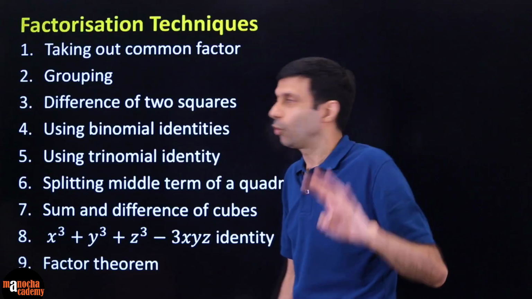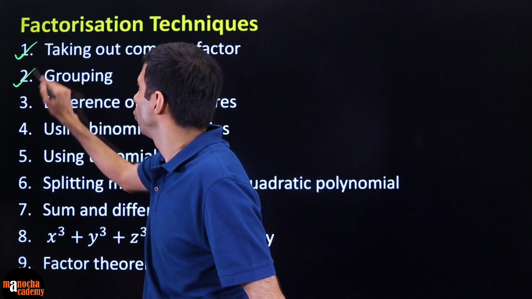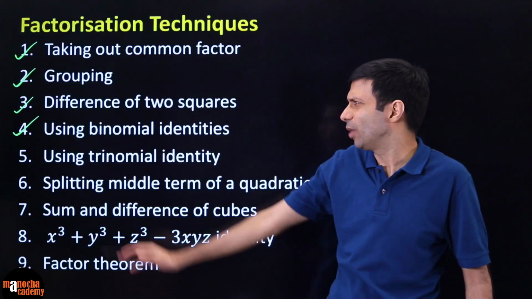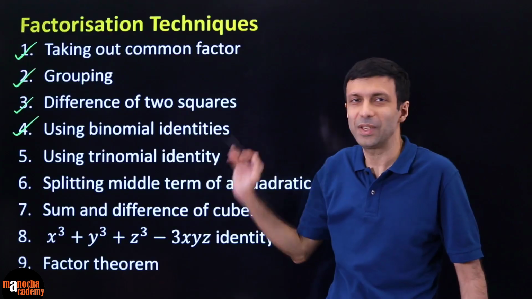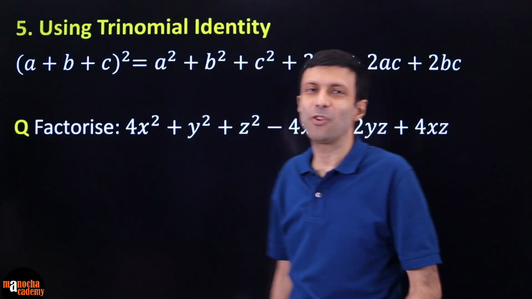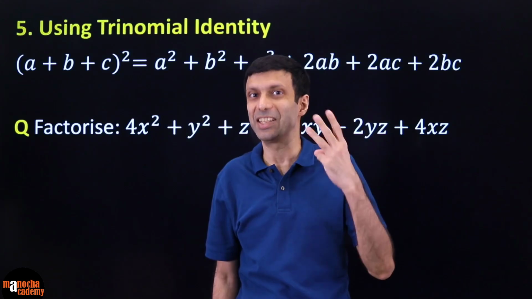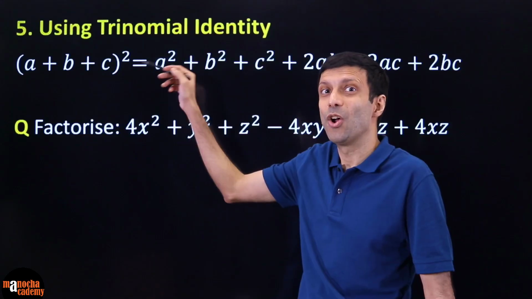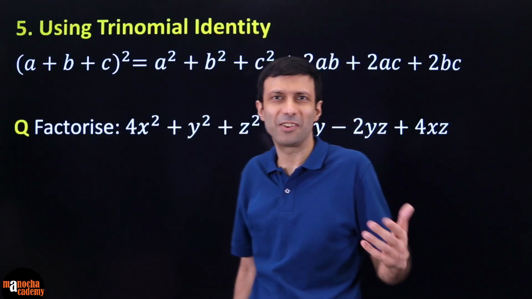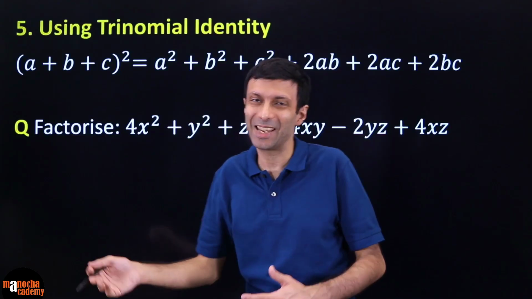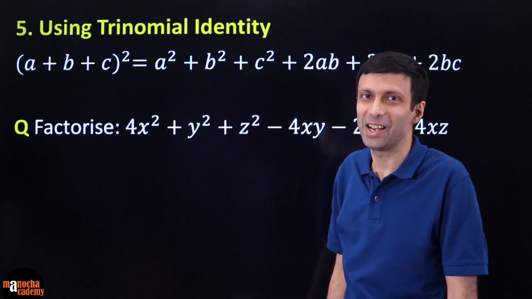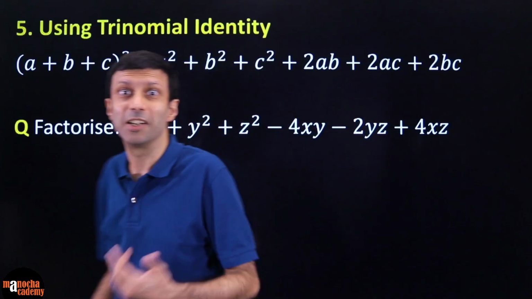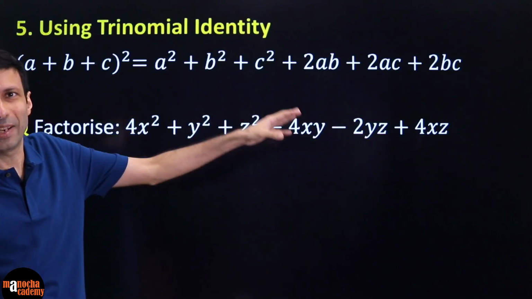So great, we have completed 4 methods here: taking out the common factor, grouping, difference of two squares, and using binomial identities. Now let's look at using the trinomial identity. What is the meaning of trinomial? Just like a tricycle has 3 wheels, a trinomial has 3 terms here, a plus b plus c whole square. Don't you guys remember riding your tricycle before you learned your bicycle? So here we are going to look at trinomial identities. But in childhood, the tricycle was simple, the bicycle was difficult. Here it's the opposite. Trinomial is this complicated thing, right?